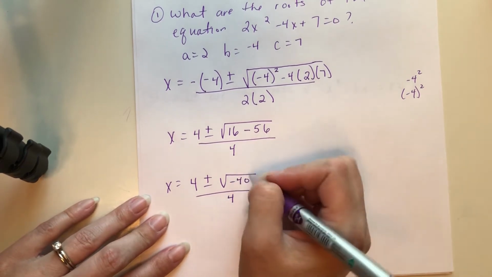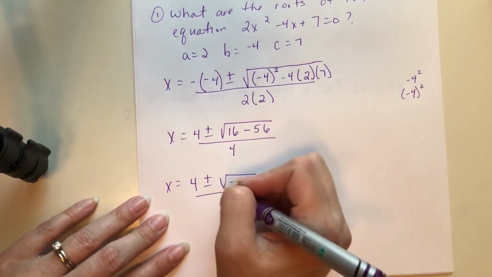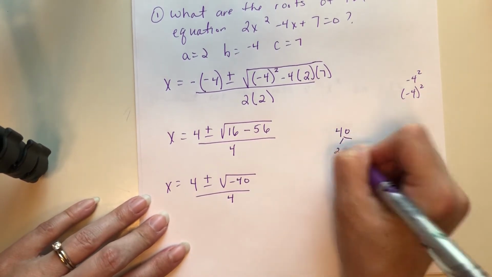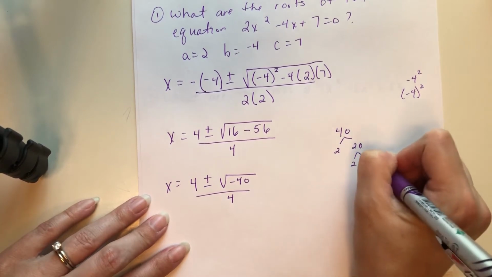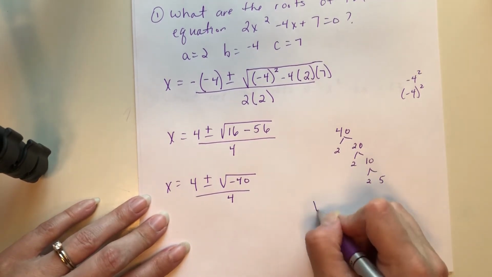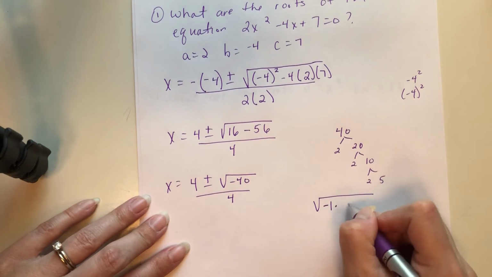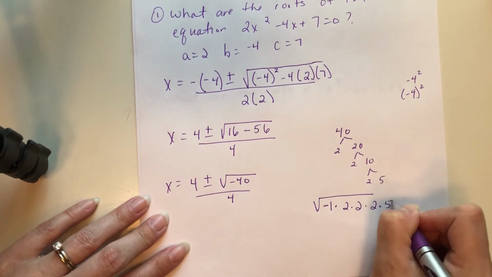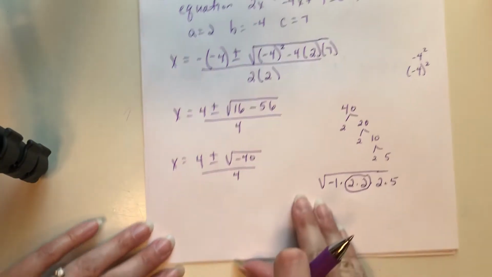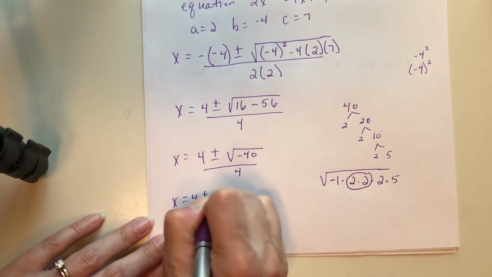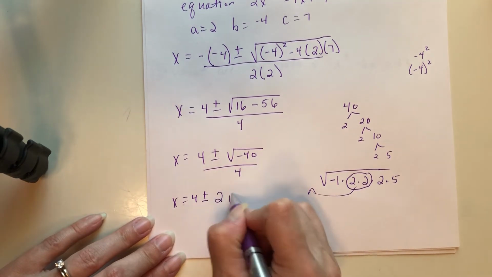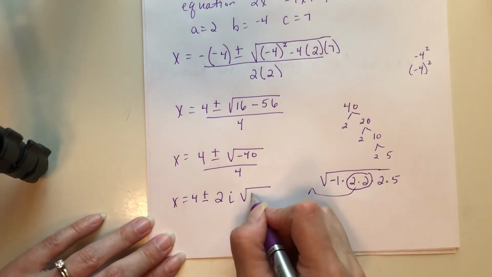Now I have to simplify this, so remember the negative inside comes out, that means you can pull out an i, and then the 40, what can we do with that? That's 2 times 20, 2 times 10, and 2 times 5. So you've got square root of negative 1 times 2 times 2 times 2 times 5. And that's a 2 that can come out. So we can say that we have x equals 4 plus or minus, take out this 2 and take out the i, and that leaves 10 inside all over 4.